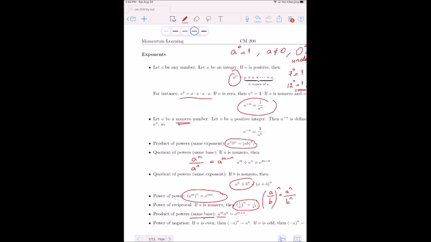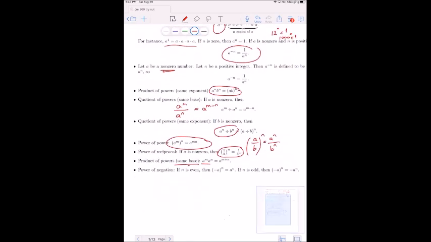Okay. So here, according to the power of negation: when n is even, like negative 2 to the power of 4, the answer is going to be positive. So it's going to be the same as 2 to the power of 4. But when n is odd, negative 2 to the power of 5, the answer is negative. Okay.